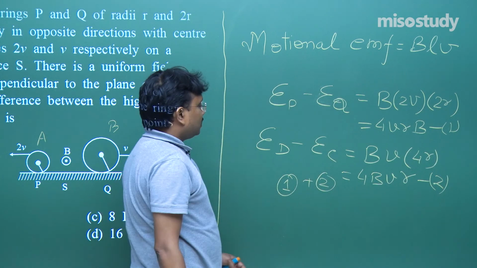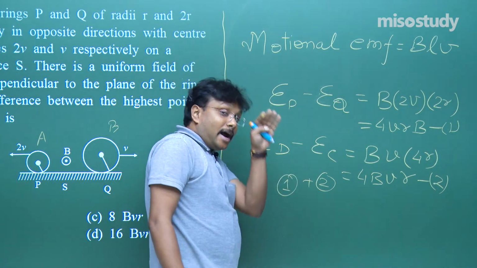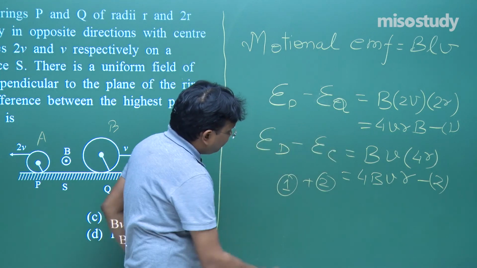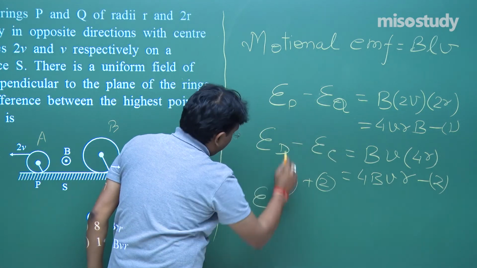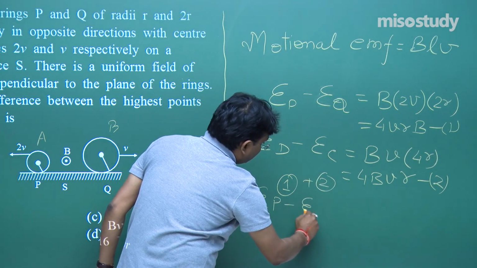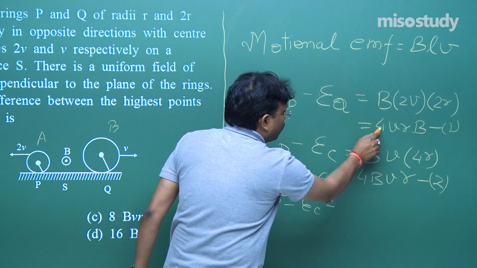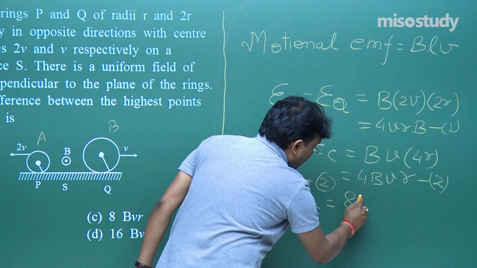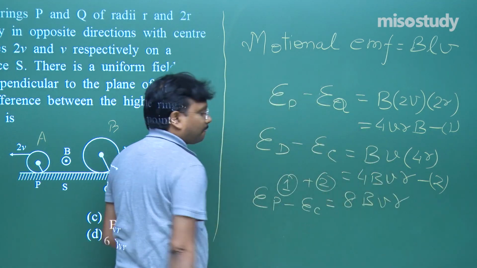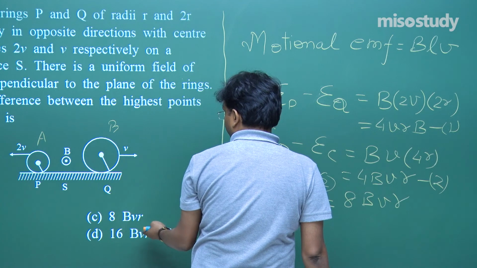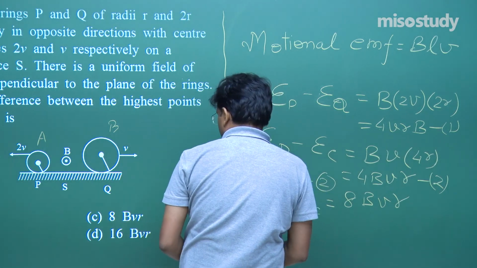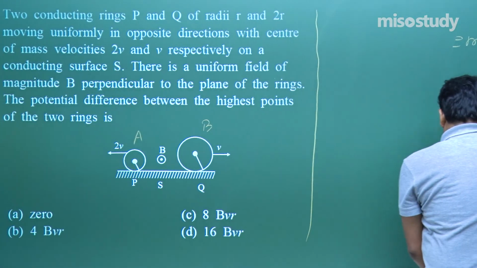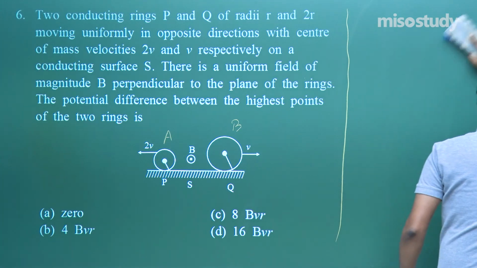So, sum up of 1 plus 2. That will give you initial minus final, and that too with a minus sign. So, it is EP minus EC, that will give you 4VBR minus of minus 4VBR, that is 8VBR. So, this is the simple solution of this problem, 8VBR. As such, this problem is anyway not a difficult one, just some visualization is required.